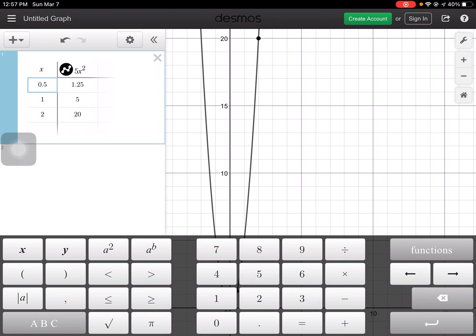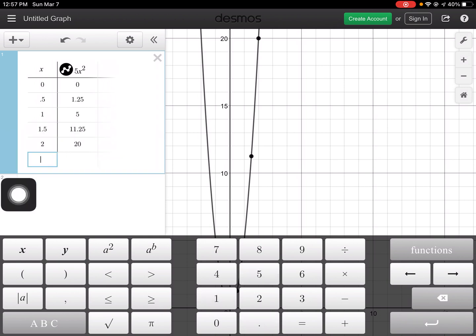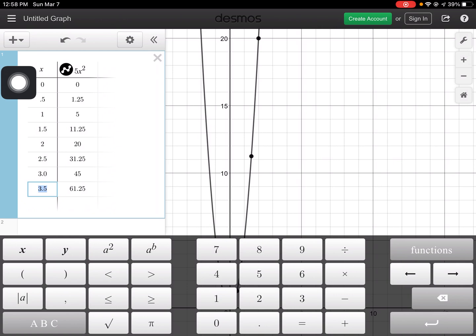I'm going to put in a 0.5 after 0. And then after 1, I'm going to put in a 1.5. And then up to 2. And then I'm going to go 2.5. And then up to 3. And then 3.5. It starts autofilling for me.